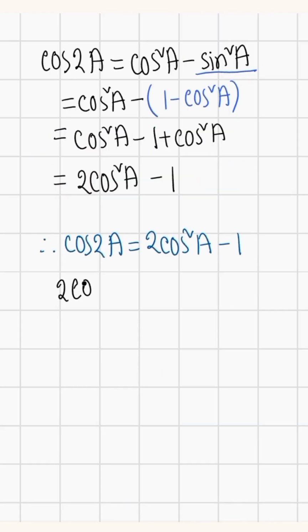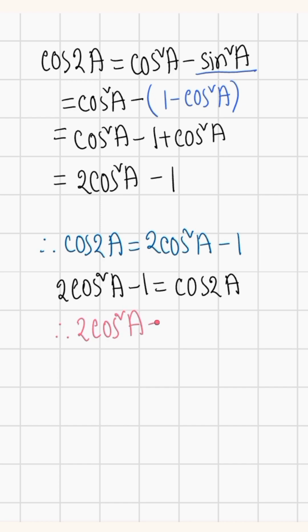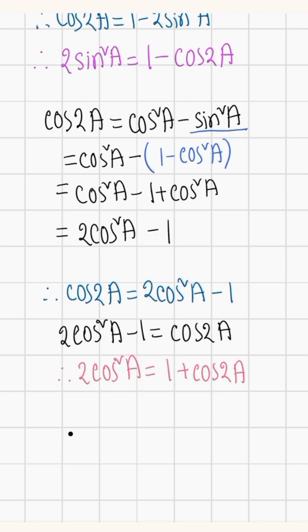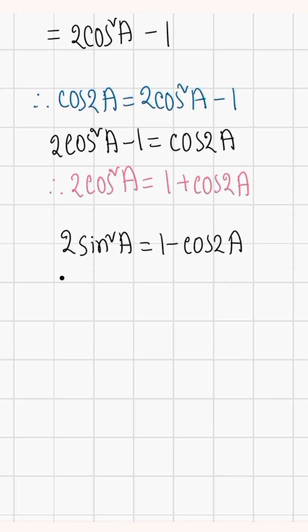যেহেতু 2 cos²A − 1 = cos 2A, সুতরাং 2 cos²A = 1 + cos 2A হবে। এখন 2 sin²A = 1 − cos 2A এবং 2 cos²A = 1 + cos 2A.